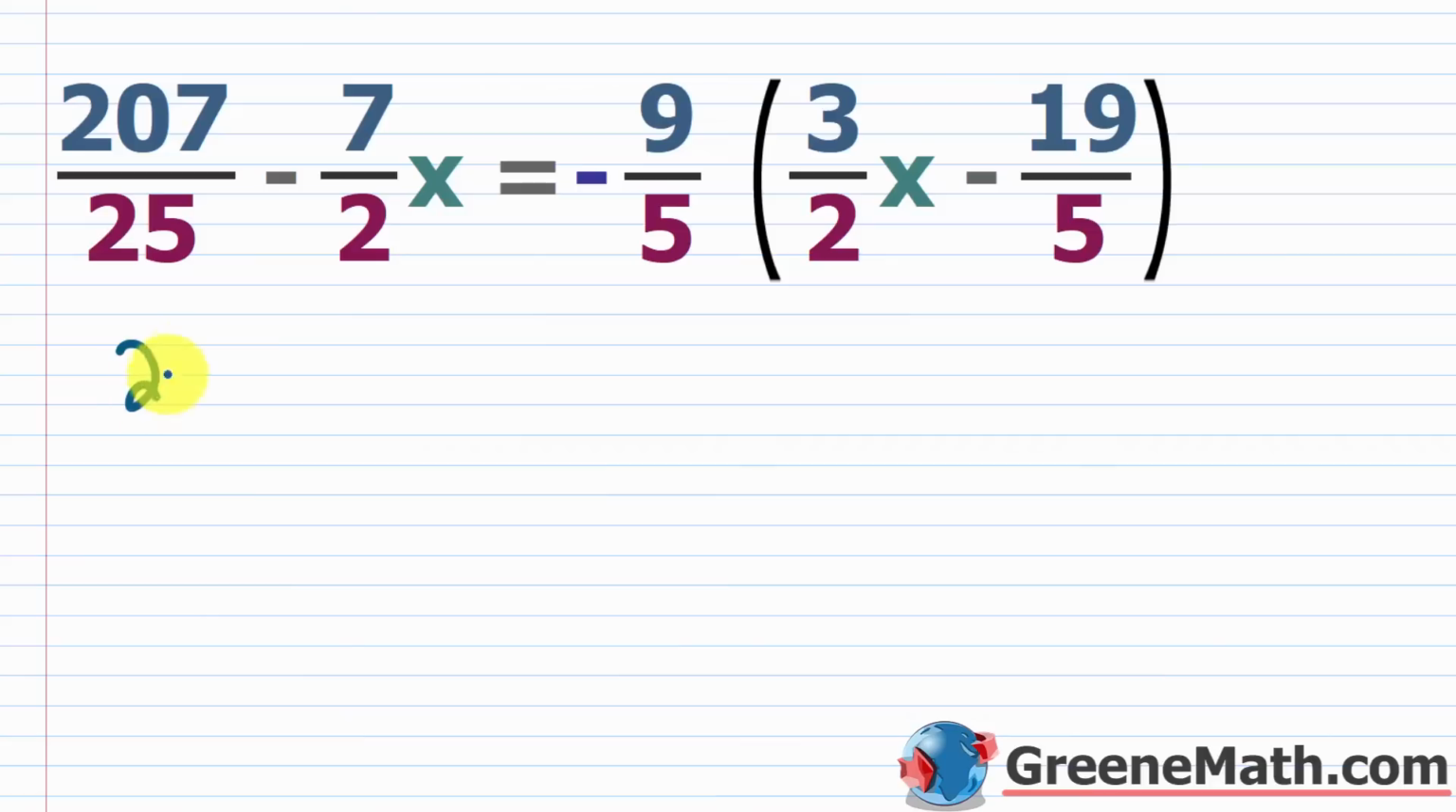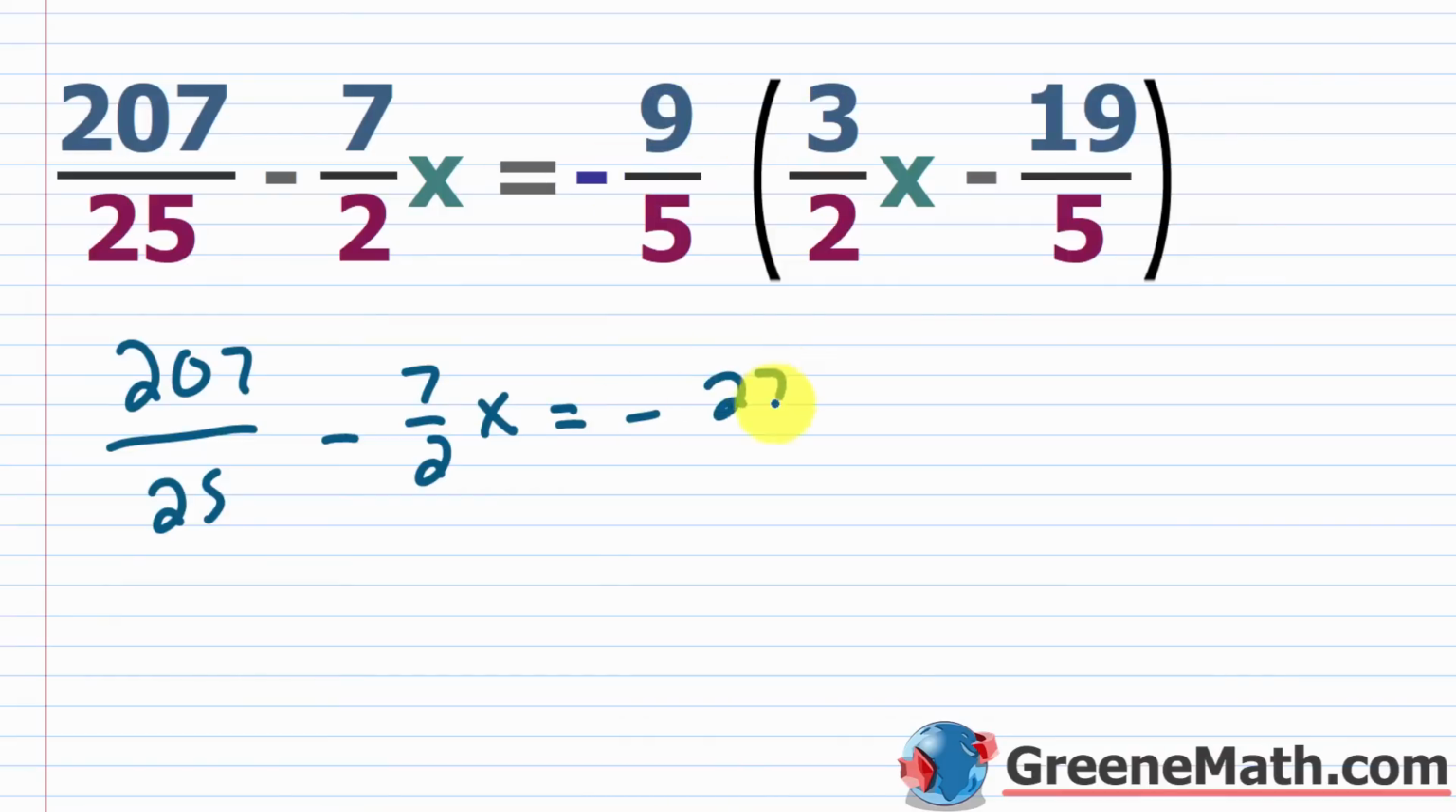So let's just go ahead and copy this left side: 207 over 25 minus 7 halves x is equal to, I'm going to distribute this in. So basically I'm just going to multiply. I know this is going to be negative. 9 times 3 is 27 and 5 times 2 is 10. And then I'll have x that comes along for the ride. Negative times negative is positive. And then basically you would have 9 times 19, which is 171. And then 5 times 5, which is 25.